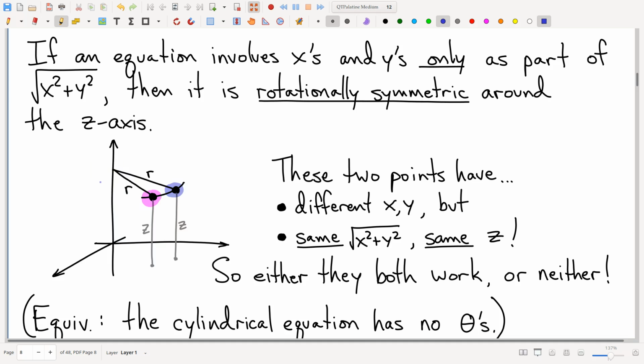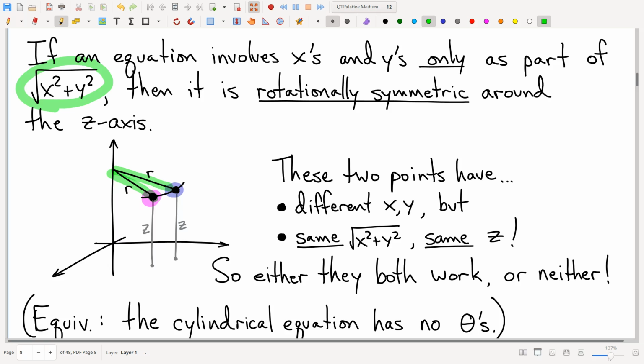Let's think about those 2 points. They're different points. They have different coordinates. You're going to be plugging in different numbers into your equation, whatever your equation is. But even though they are different points, they have the same distance to the z-axis, because the one is the rotation of the other. Same distance from the z-axis. That distance is this square root of x squared plus y squared.